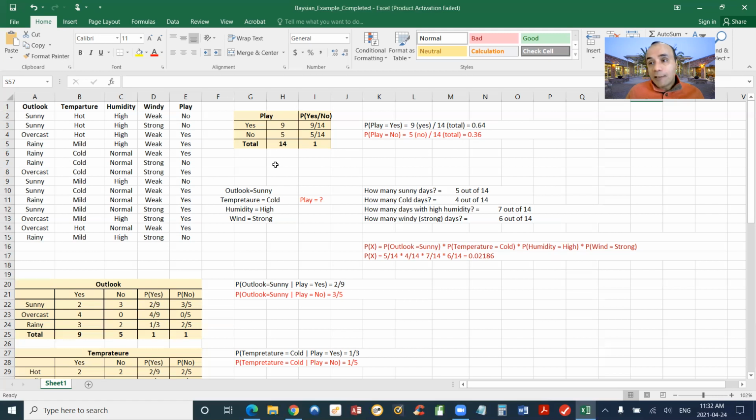Now, here is the question. After doing all of this, you get a case in front of you. The case is simple: outlook is sunny, temperature is cold, humidity is high, wind is strong. Do you play or not?